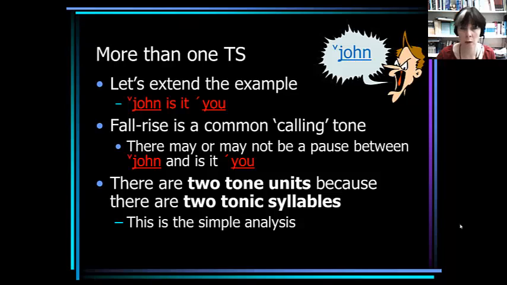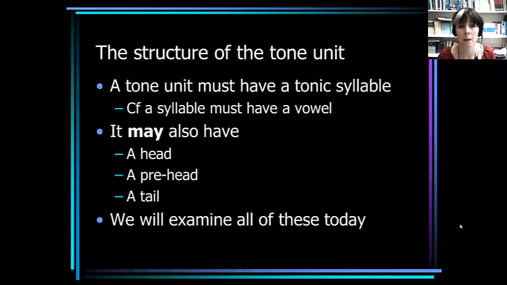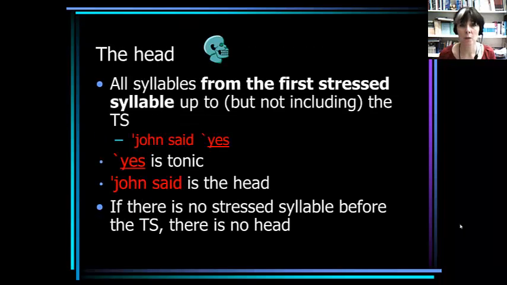It can get more complex than this, but we're going to try to stick with the simple analysis as much as possible. So, a tone unit has got to have a tonic syllable. It's a bit like saying a syllable has got to have a vowel, usually. It may also have 3 other components, and these are called the head, the prehead, and the tail, and we're going to examine those. So, the head, this is all syllables from the first stressed syllable up to, but not including, the tonic syllable. Tonic syllable is abbreviated to TS here.